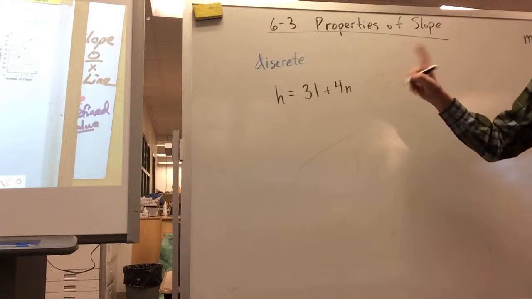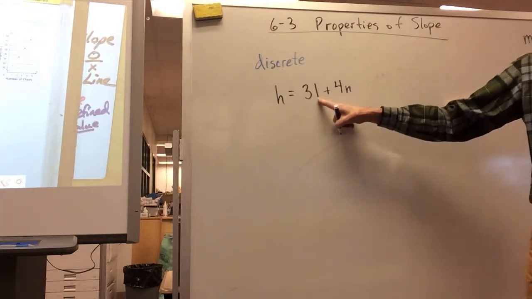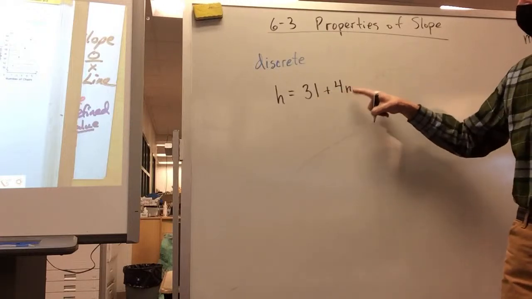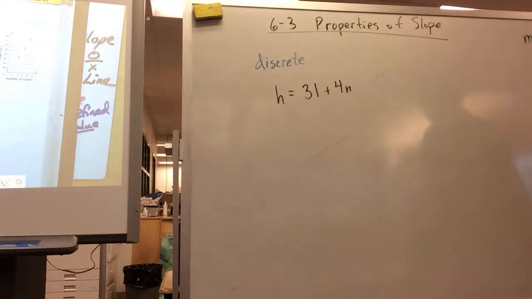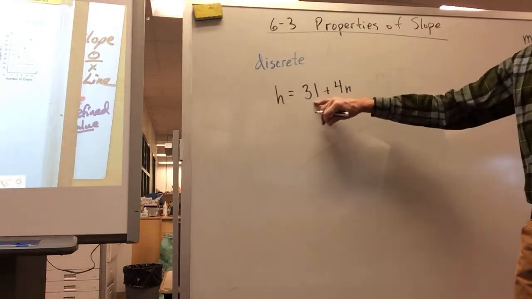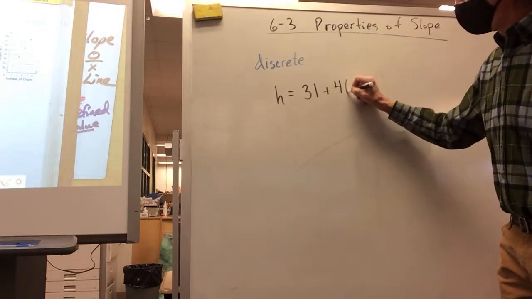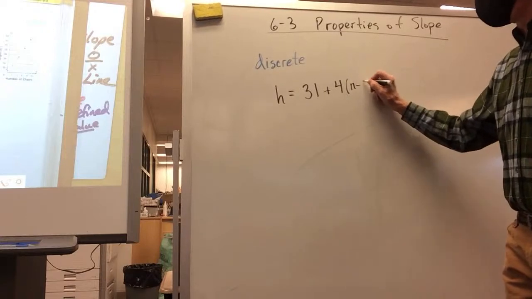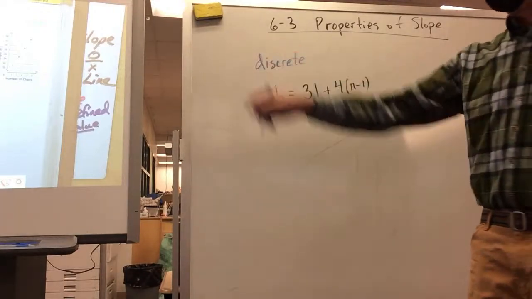But if you have 1 chair, it's only 31 inches tall. So we can't say it's 4 inches times the number of chairs. We have to eliminate that first chair. Because that doesn't add 4 inches, that gives us our starting height. So what we do here is we say 4 times the number of chairs, subtract that first chair. And then this is the equation of that line.